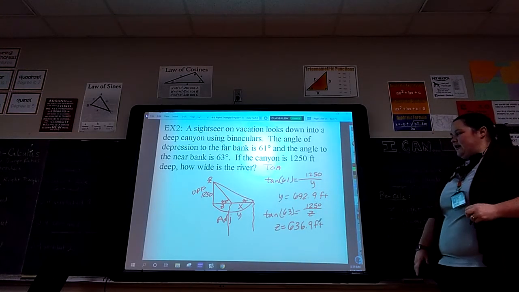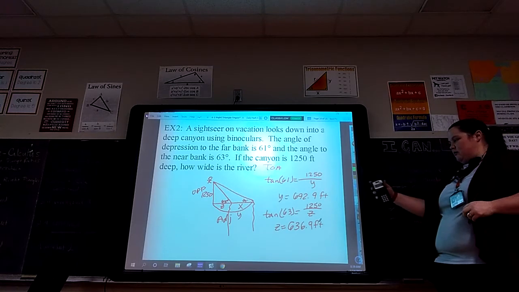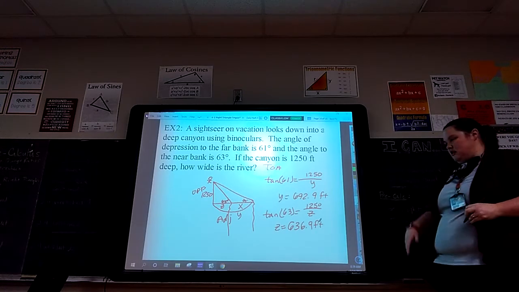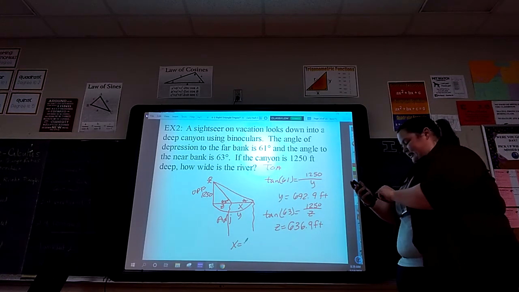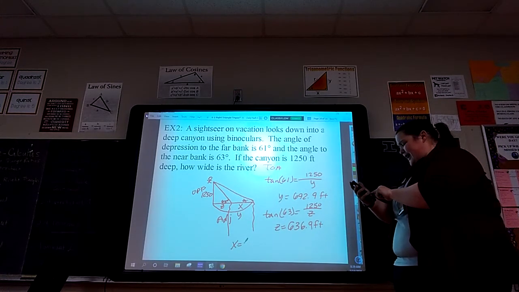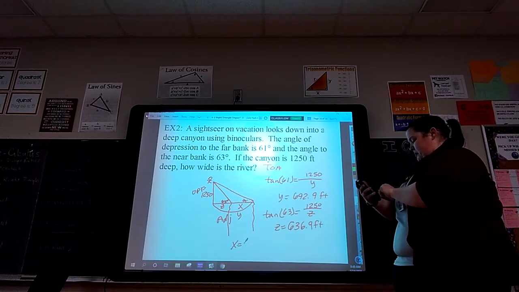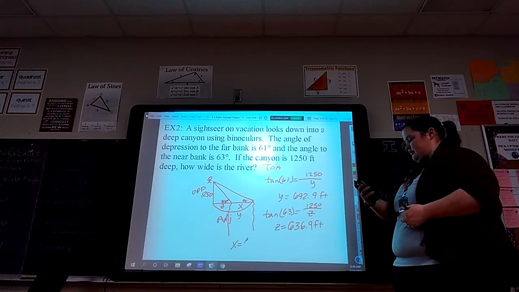So to get the width of the river, I need to take Y minus Z. Okay. So to get X, we'll take 692.9 minus 676.9. So it's 56.